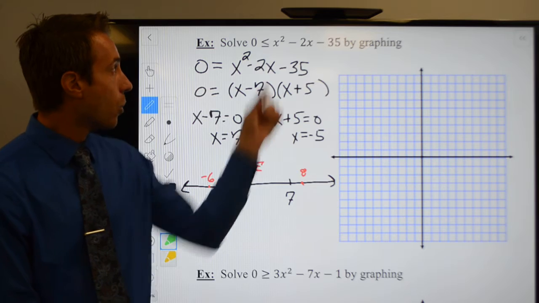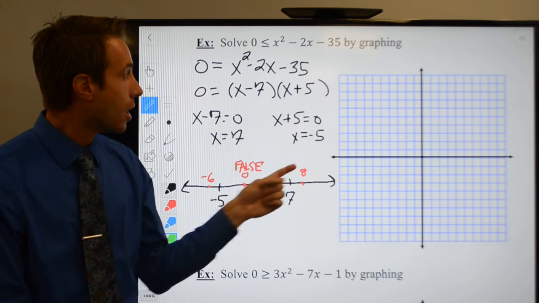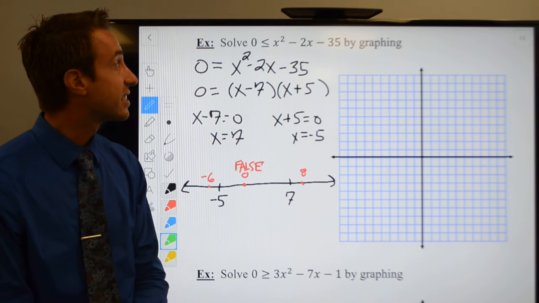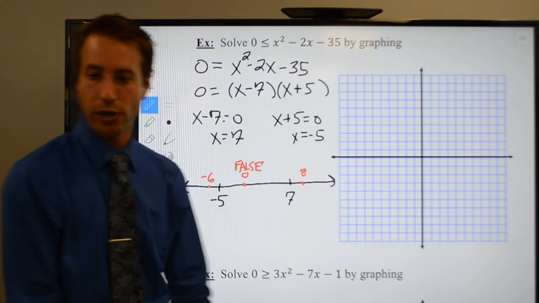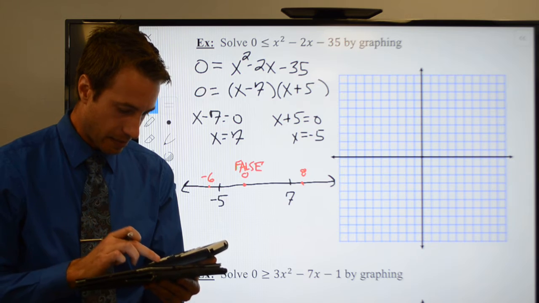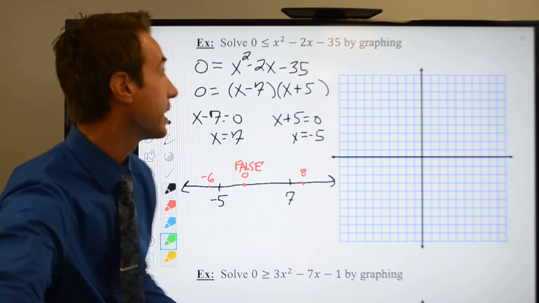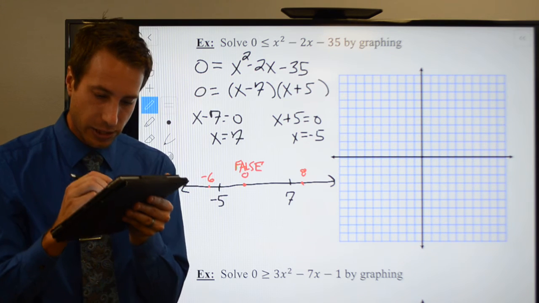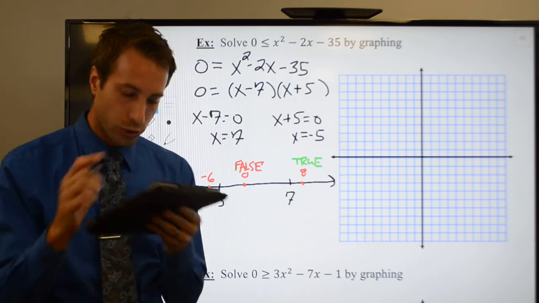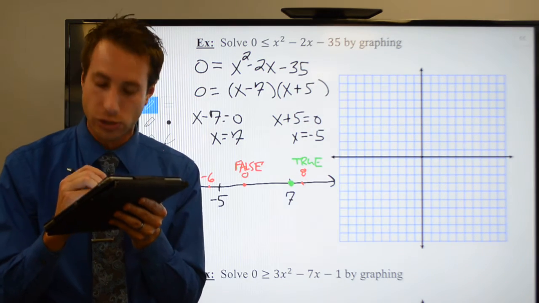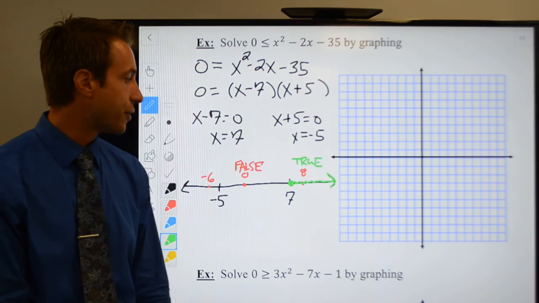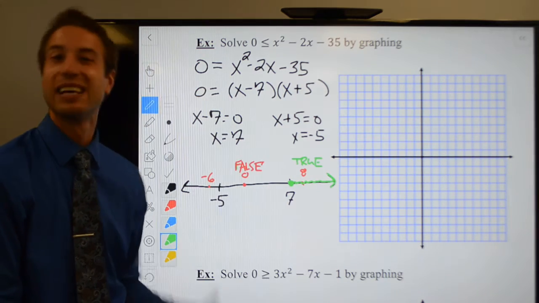What about 8? Well, 8 squared is 64. Negative 2 times 8 would be a minus 16. Real quick, I calculated: we're going to do 64 minus 16 minus 35. You wind up with a positive 13. And 0 is less than or equal to 13, so that gives me a true statement. Since it's less than or equal to, it's got to be a closed circle and everything going in that direction. And you can go ahead and check it if you want to, but since this was true and this was false, this guy's got to be true.